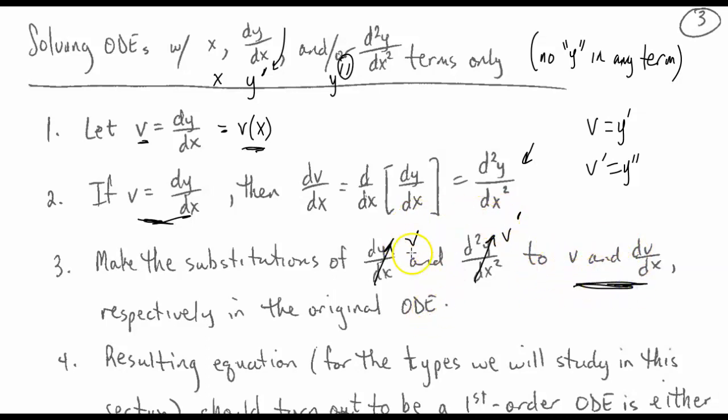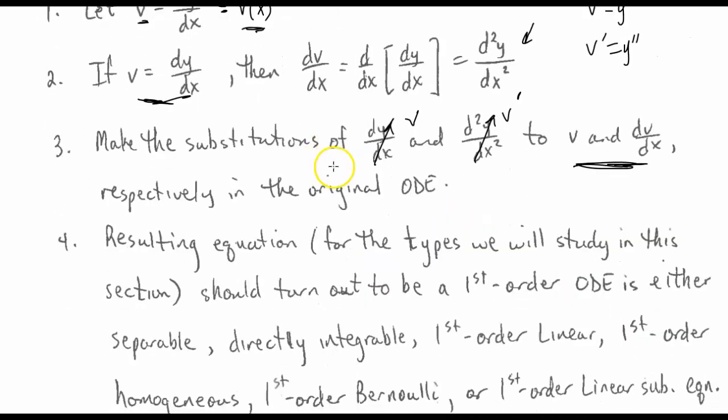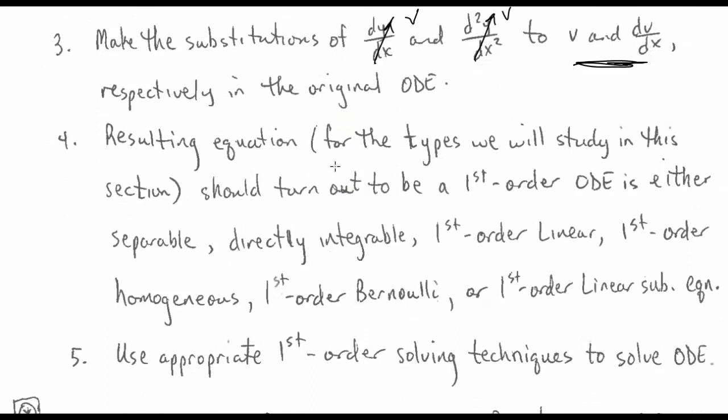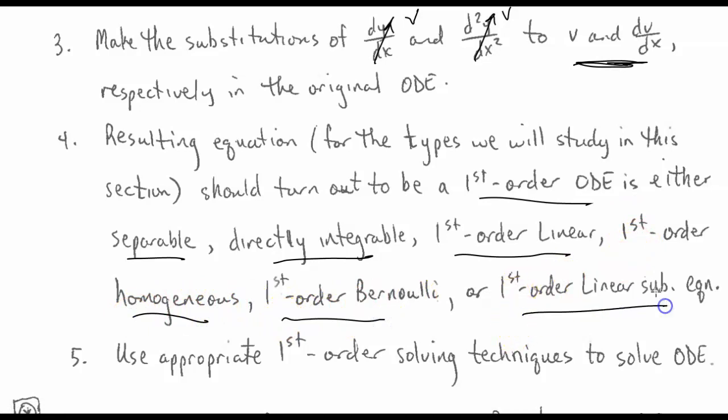And then, of course, now we see that the highest derivative of any term is going to be 1. So we can now use all the first order ODE solving techniques that we know of. And of course, what we're looking to see is whether our first order ODE is going to be separable, directly integrable, a first order linear one, first order homogeneous, or Bernoulli, or first order with linear substitution. Okay, so those are all the ones that we've studied up to this point. After we know which one it is, we just use the appropriate technique to solve it.